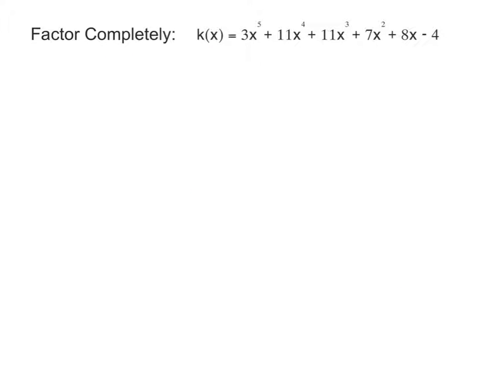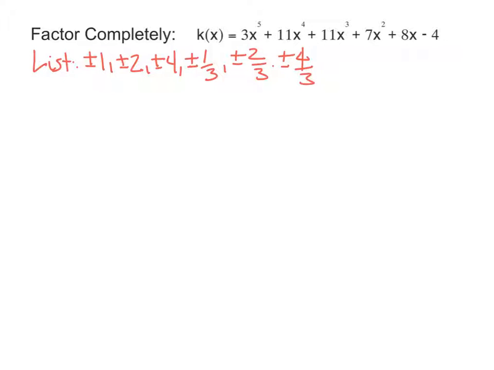Let's do one more big ugly one. First thing is to come up with the list. In this case, we'll get plus or minus 1, 2, or 4. And the denominators are going to be 3, so we'll have plus or minus 1/3, 2/3, or 4/3. And of course, we don't like those fractions, so we want to kind of stay away from them. But let's try them.